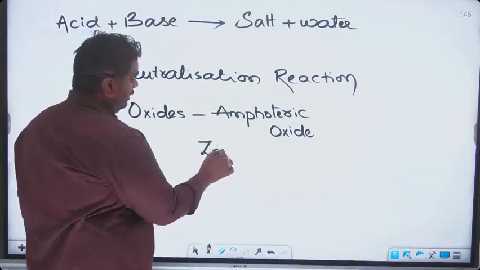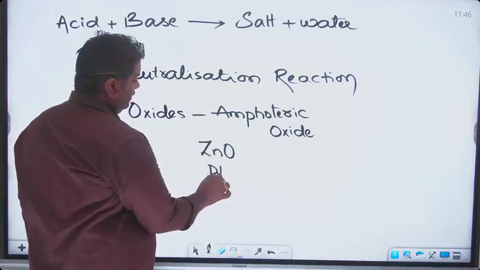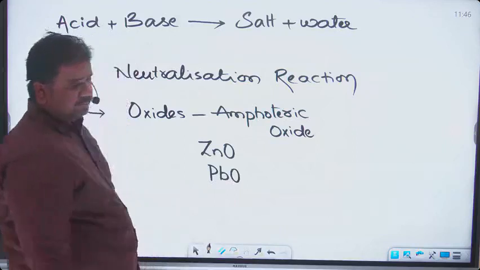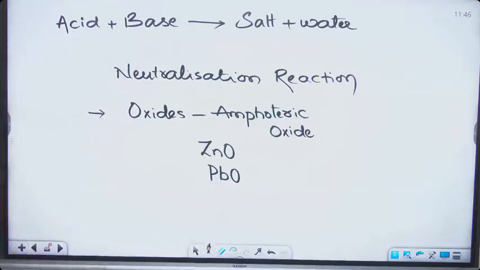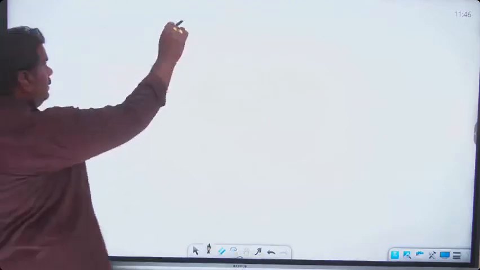Example, zinc oxide, lead oxide. Example, zinc oxide as well as lead oxide. Now these two compounds, they can react with an acid. At the same time, they can react with base. So they are known as amphoteric oxides. Right. Then moving on to the next part of this one.